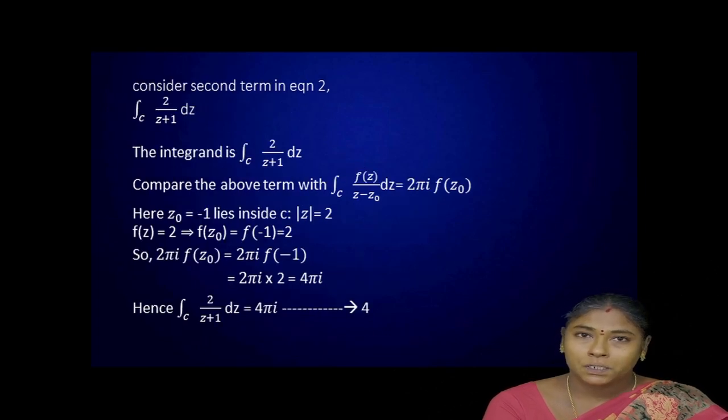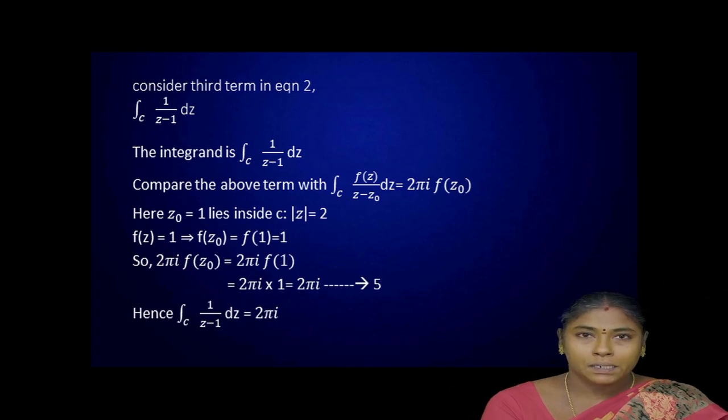And the second term in equation 2 was the integral over C of 2 by (z plus 1) dz. Look at the denominator z plus 1. Compare it with Cauchy integral formula. In the denominator we should have z minus z naught, so z naught is equal to minus 1 here. Minus 1 also lies inside the circle mod z equal to 2. So 2 pi I into f of z naught becomes 2 pi I into f of minus 1. Here the numerator is 2, so f of z is equal to 2, and f of minus 1 is also equal to 2. Hence we get 4 pi I. The second integral, over C of 2 by (z plus 1) dz, is equal to 4 pi I.